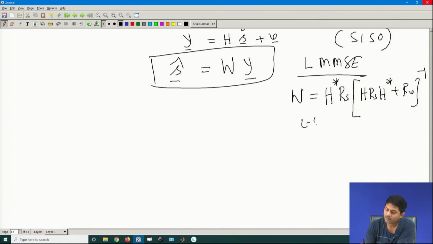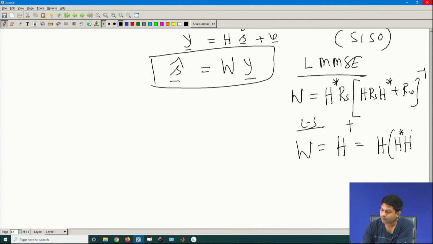If it is least square, then your W would be H pseudo inverse, which is nothing but H star into H H star whole inverse, something like that. Okay. Yeah, sorry. So, many ways you can have some other. So, the point is you can develop your equalizer and get back S. So, that is one part of the story.